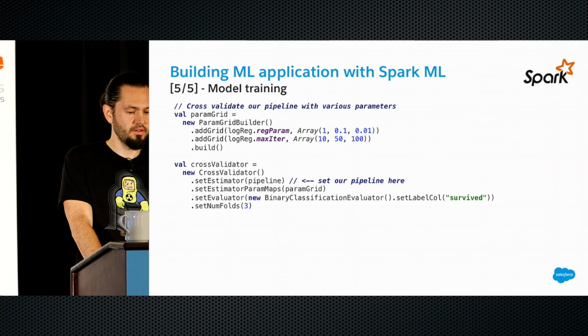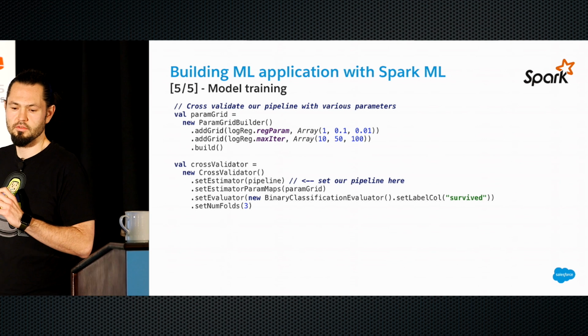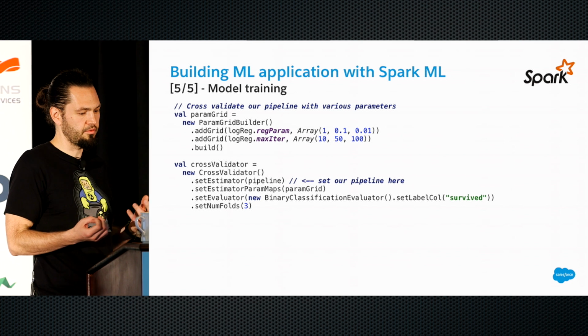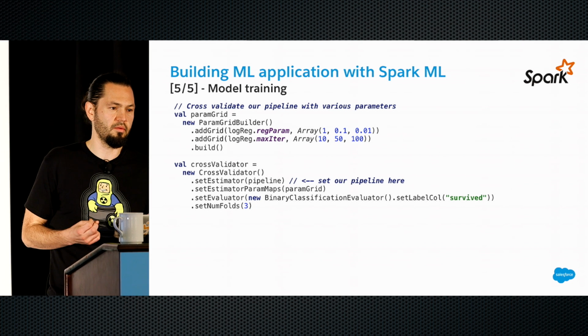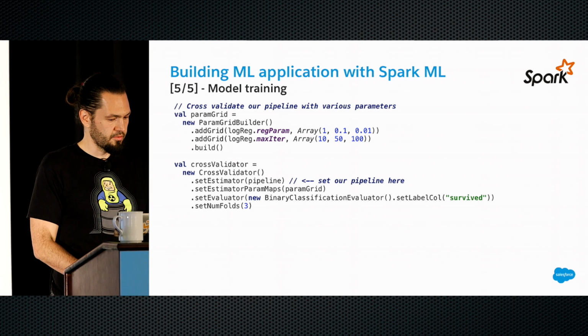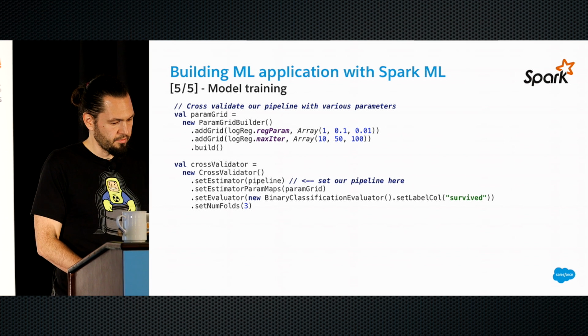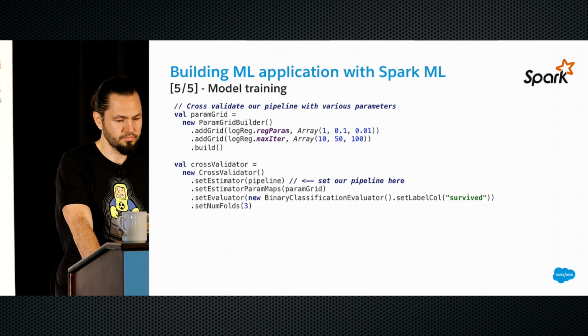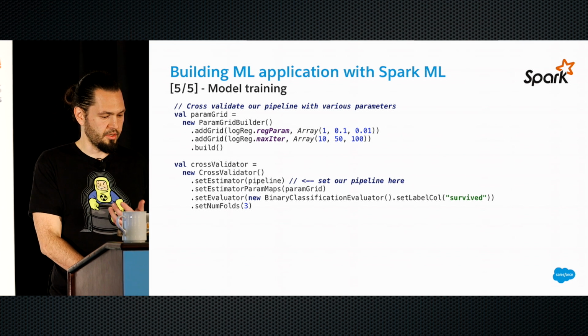Now I want to specify the grid for the parameters. In machine learning, you do something like hyperparameter tuning. You want to make sure you fit your model with the best set of parameters. This is what the param grid builder is for. And then you want to do cross-validation with some evaluation. This is the evaluation part, where it allows you to pick the best model.